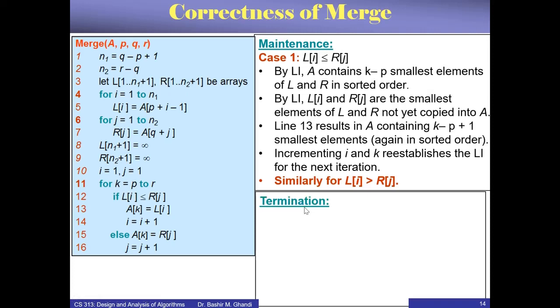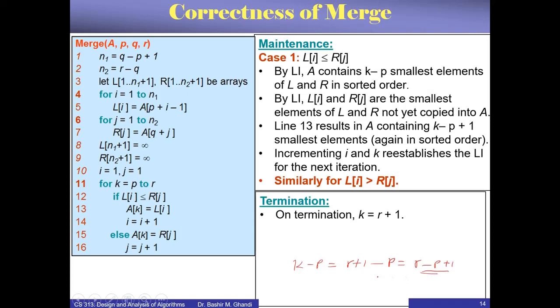Let's look at the termination. What will happen at the end? Well, on termination, what is the value of K? You see, K is going to go from P until R, but actually it will stop at R plus 1, because it is R plus 1 that will make the condition false, and we will exit from the loop. So now the question is, if K is R plus 1, what will be the meaning of K minus P? If K is R plus 1, K minus P will be the same as R plus 1 minus P. And we can simplify this as R minus P plus 1.